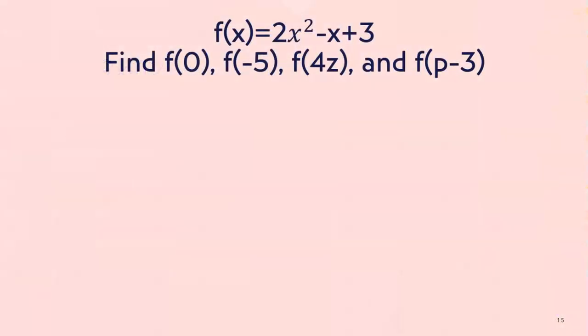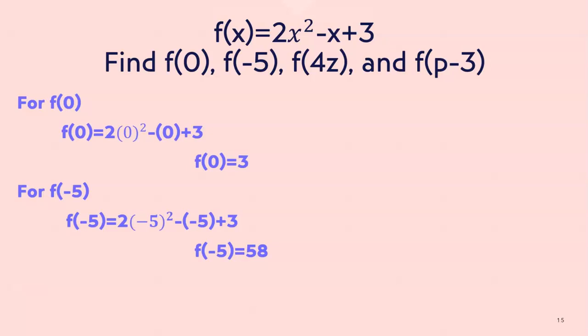For this function, we need to find f of 0, f of -5, f of 4z, and f of p minus 3. Which the first two are straightforward. You're plugging in 0 for each x value and -5 for each x value. And you're going to find that f of 0 equals 3 and f of -5 equals 58.